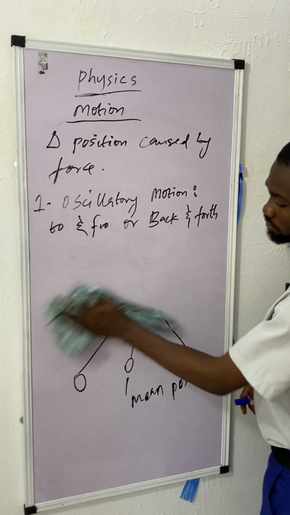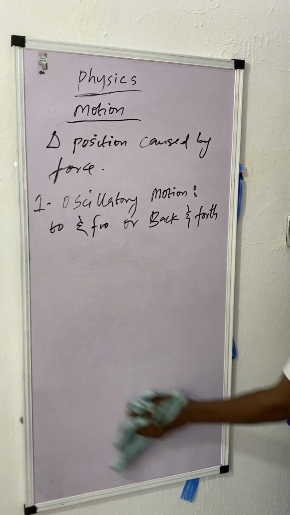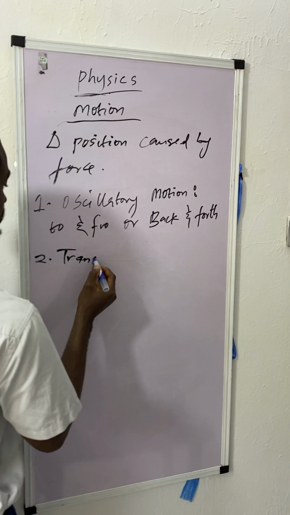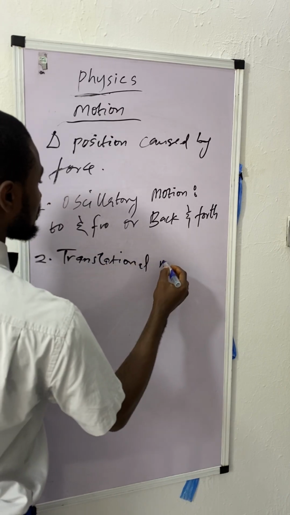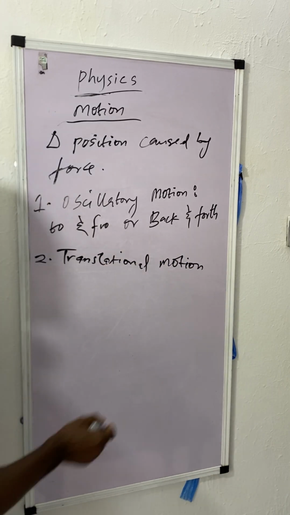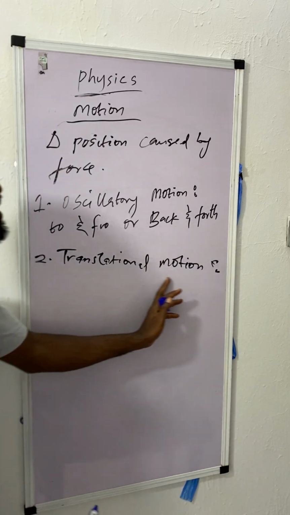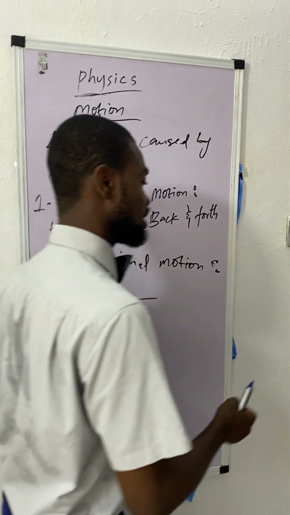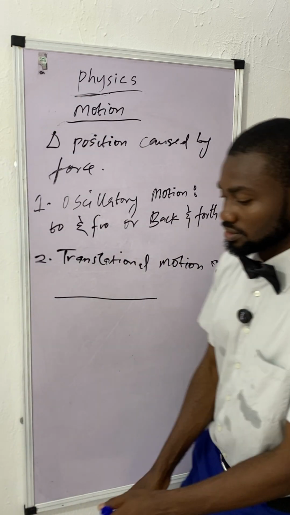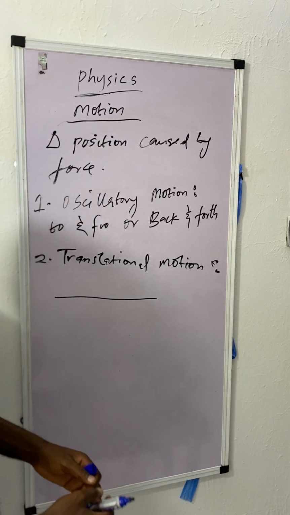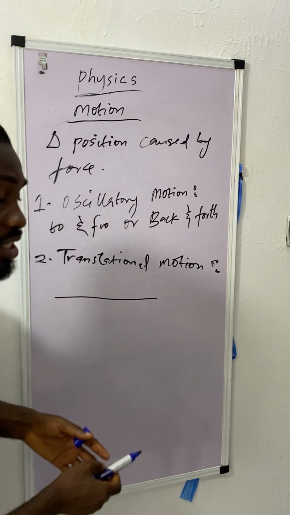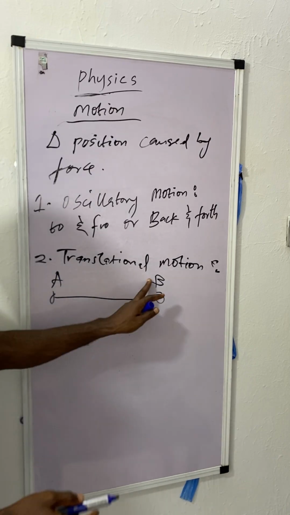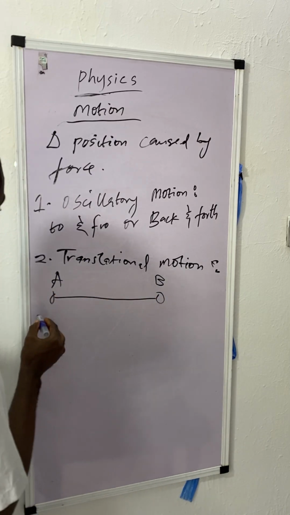Let's look at the second type of motion. This second motion is translational motion. Translational motion is easy. It can also be called linear motion. Motion in a straight line. From here to here. When I walk from here to here, this is translational motion. It's in a straight line. Another example is a woman pushing her baby during labor. Another example is a car moving on the road. That's translational motion, from point A to point B, in a straight line. Always remember that.